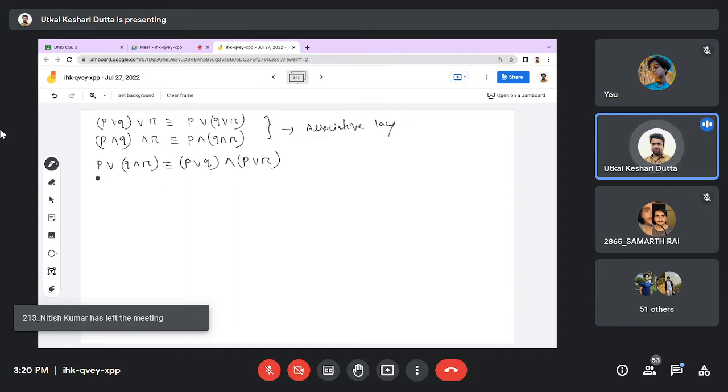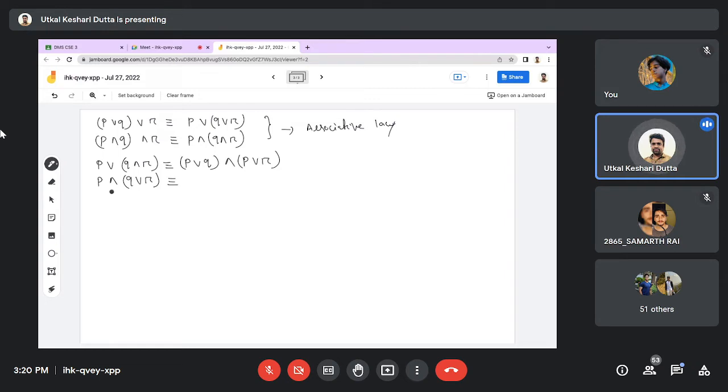Okay. In the same way, P conjunction (Q disjunction R). What will this be equivalent to? Same way, that is the law: conjunction is distributive over disjunction. That means (P and Q) disjunction (P and R). These two laws are called which law? Distributive law. These are all written in your book. Distributive laws. Okay. Then De Morgan law.